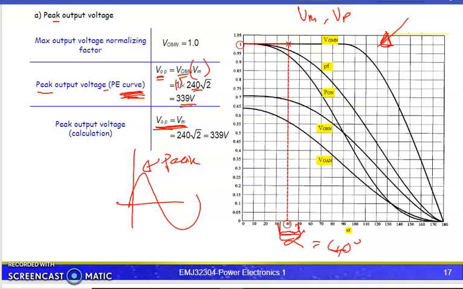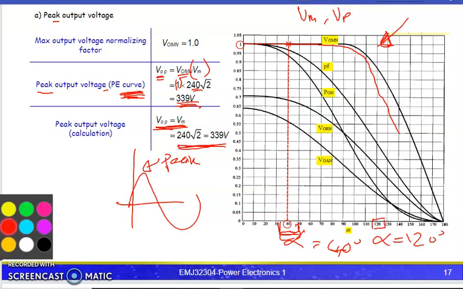But later, if alpha is increased, it will be quite hard to calculate. But with the PE curve, we can just follow the trend. Let's say we set our alpha and for some reason we need to reduce our output voltage some more, so we set alpha at 120 degrees. So what is our peak voltage? V output peak at alpha equal to 120 degrees.